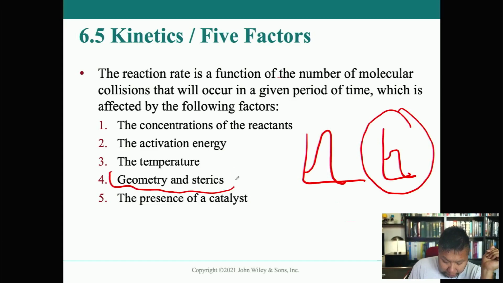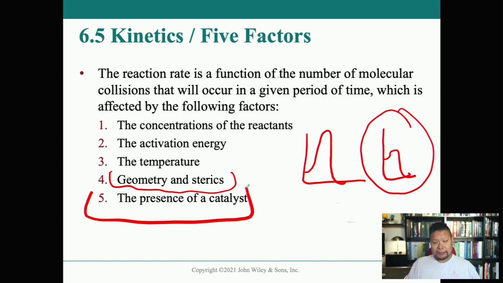Geometry and sterics also play a role, because if there are certain groups that are sterically hindered, or the geometry makes it so that the perfect part of one reactant can't combine with the other part of the reactant perfectly in the right orientation, that can also affect the rate of the reaction. And last but not least, the presence of a catalyst, which I've already alluded to before, will speed up a reaction as well, like an enzyme.